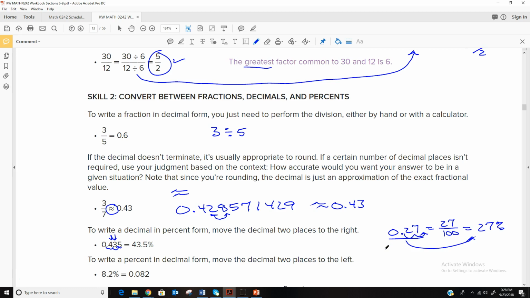So some people like to think of it as multiplying by 100. Some people like to think of it as shifting it two places to the right. But whichever way you do it, you still get the same answer.